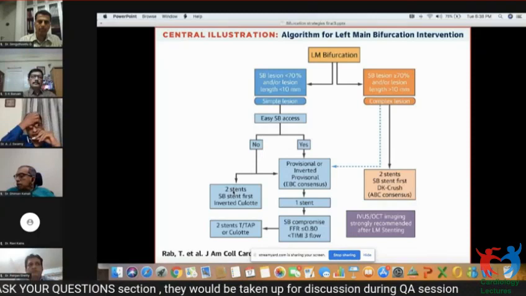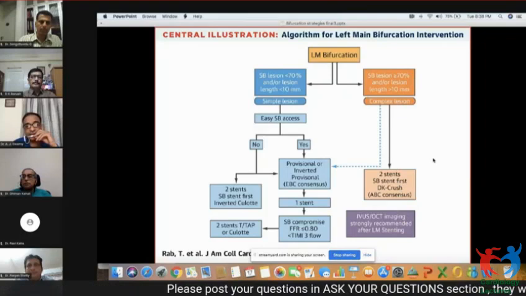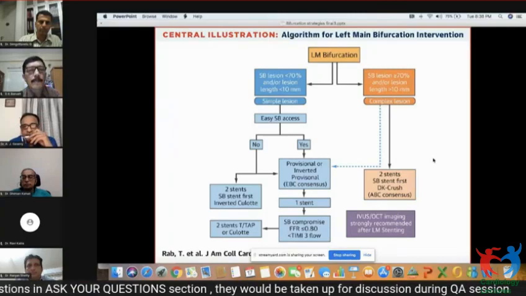If the side branch disease is more and it's a complex lesion, with the markers that we had spoken of earlier, we straight away go with the two-stent strategy. IVUS and OCT imaging is strongly recommended, especially with left main stenting. And ideally, today, all left main bifurcations must be done with imaging guidance.